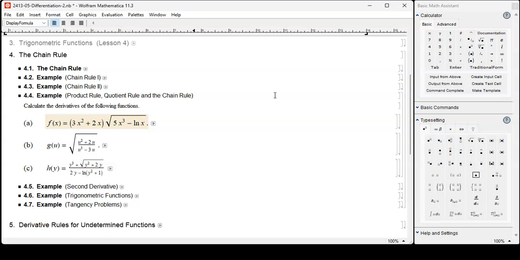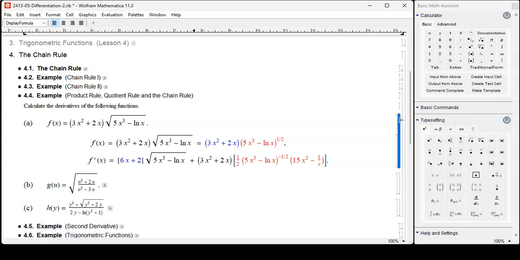Product rule and then chain rule. Outside first. The outer structure is the product rule, A times B form. So product rule first, but B here is a composite function. So we have a chain rule applied to the second function like this.